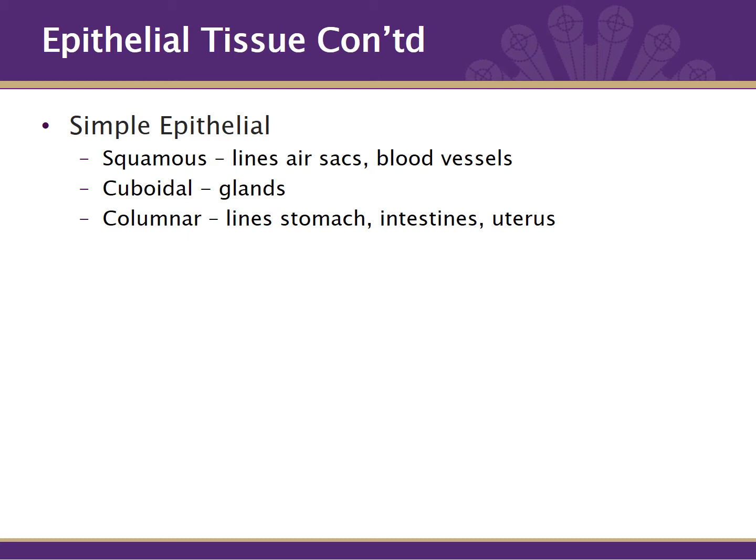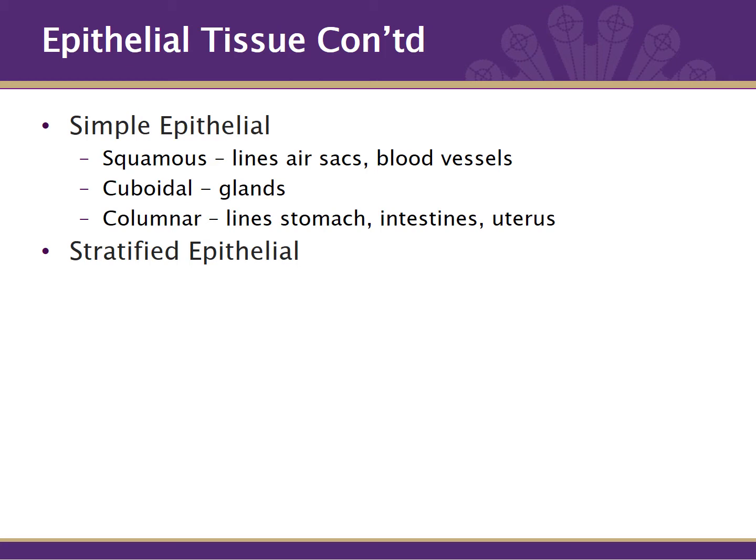Columnar is tall and narrow and rectangular in shape. Often they have microvilli and goblet cells. Goblet cells are mucus secreting cells. It is found in the stomach, intestine, gallbladder, uterus, and uterine tubes.